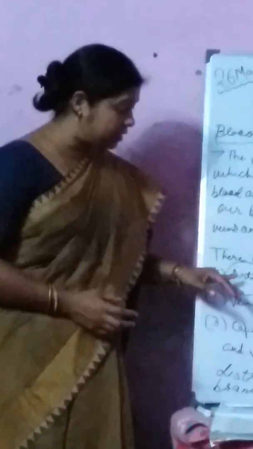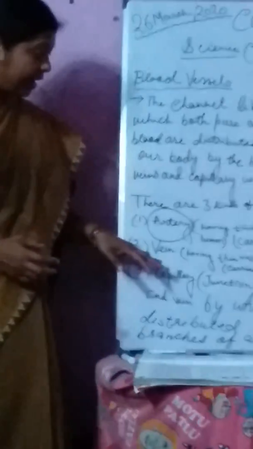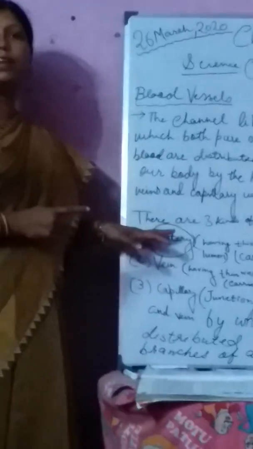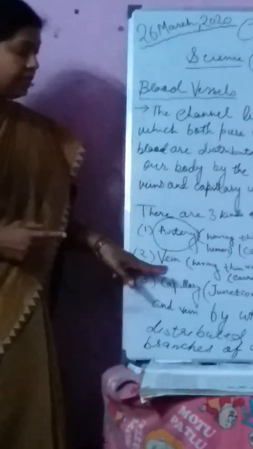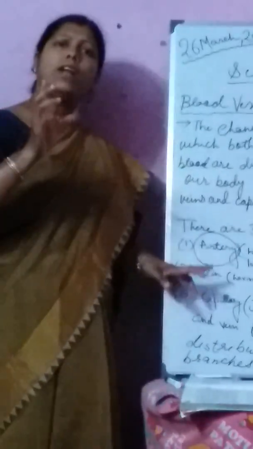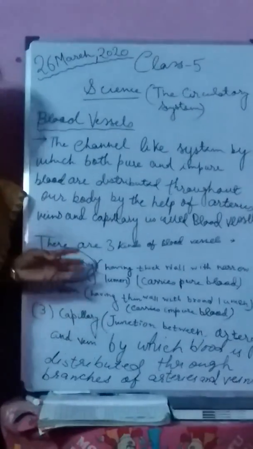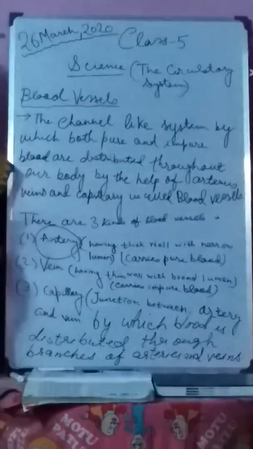One more thing I will explain to you about arteries and veins is that valves are absent in arteries and valves are present in veins. Now, what actually are valves? They are muscular wall-like structures that separate auricles from ventricles. This I will explain to you in the process of circulation.